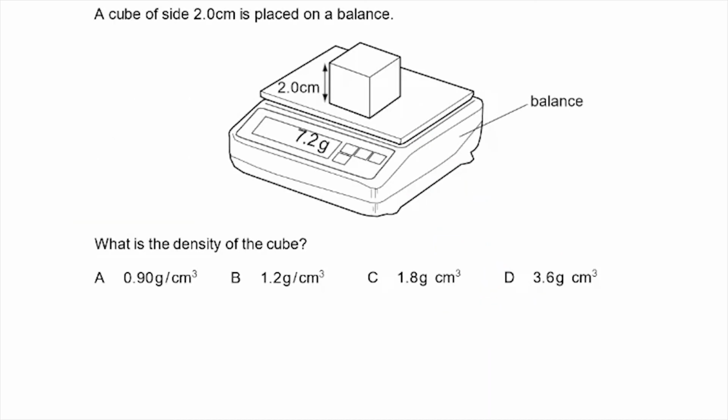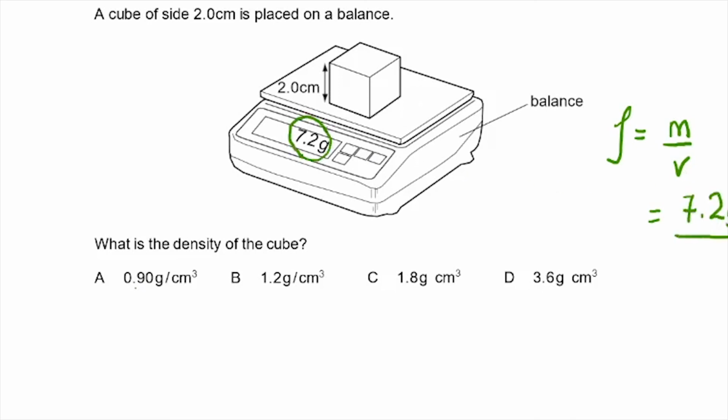A cube of side 2 centimeters is placed on a balance like you're seeing. What is the density of the cube? Density is given by mass over volume. What is the mass? Now, according to our balance, the mass on the balance is 7.2 grams. So here we have 7.2 grams.